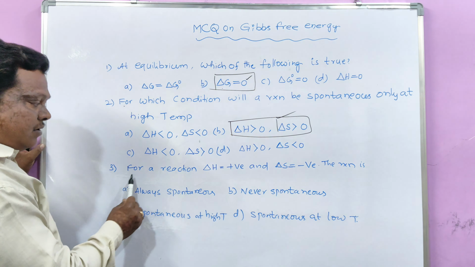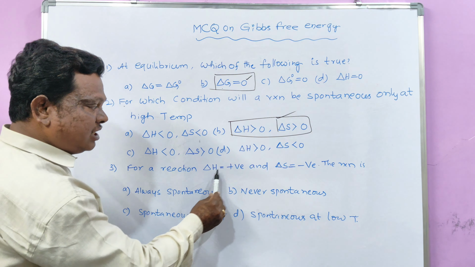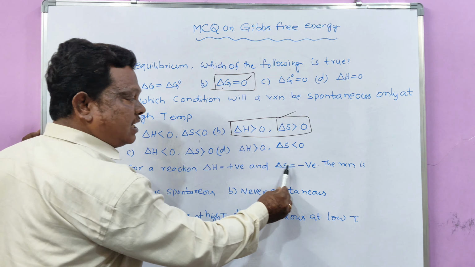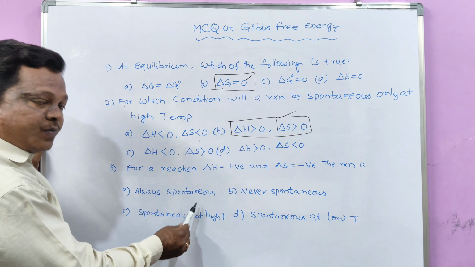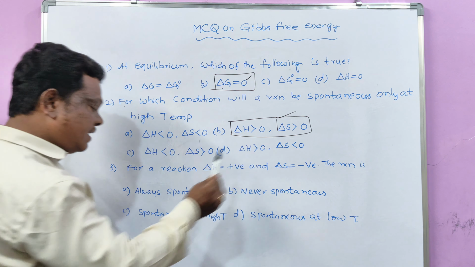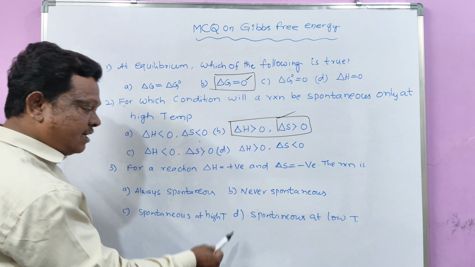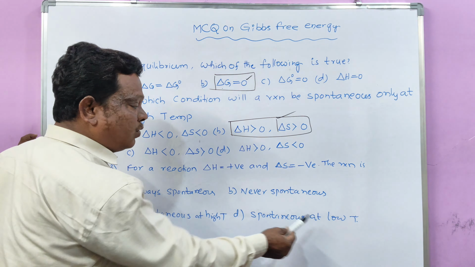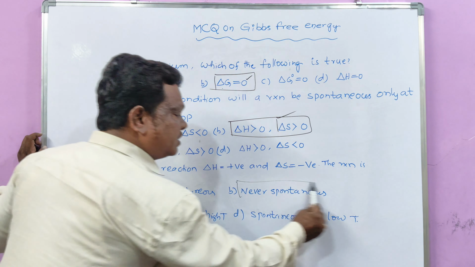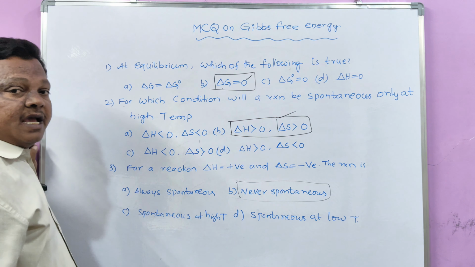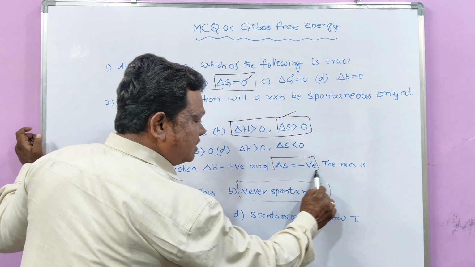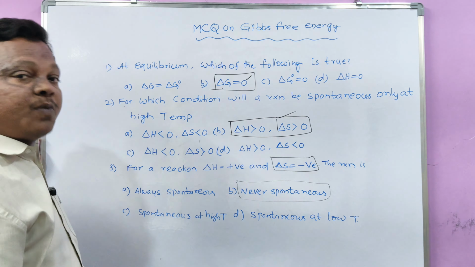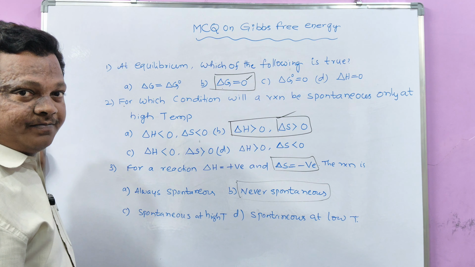So in the third question, for a reaction, delta H is positive and delta S is negative. This reaction is always spontaneous, or never spontaneous, or spontaneous at high temperature, or spontaneous at low temperature. So never spontaneous is the correct answer. That is, delta S is negative, that is a non-spontaneous reaction.